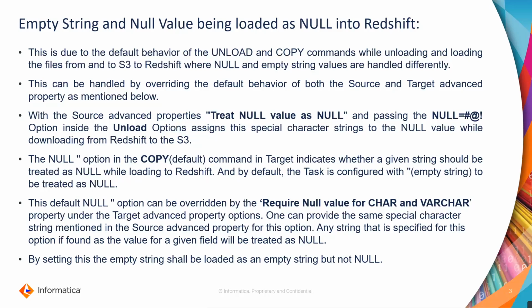What we can do is override those default properties through the target advanced property. Whatever value we pass here in the source, those special characters we assign to null, we have to reassign back again. So we have the property called required null value for char and varchar. We'll assign that particular character string here. While reading the data from Redshift to S3, it will assign this value to null, and while loading it back to Redshift, it will again override those special characters with null values.